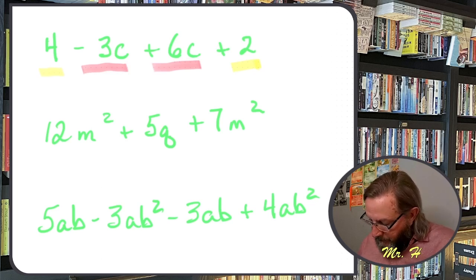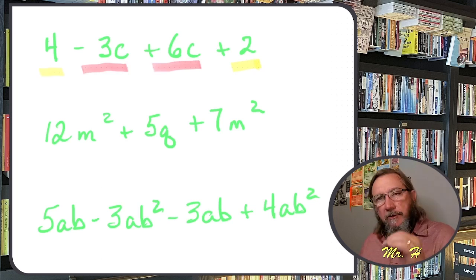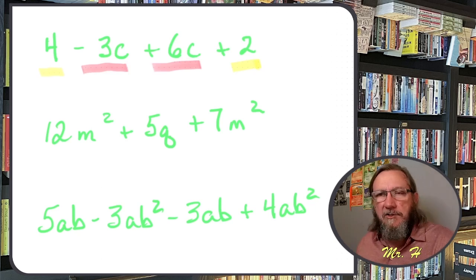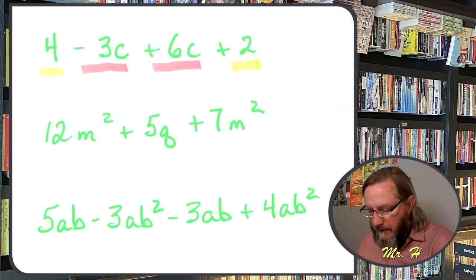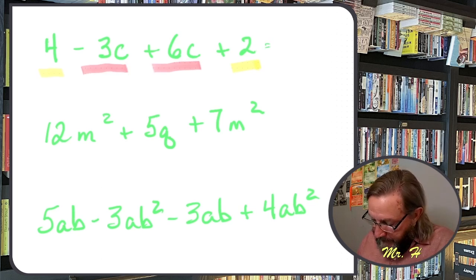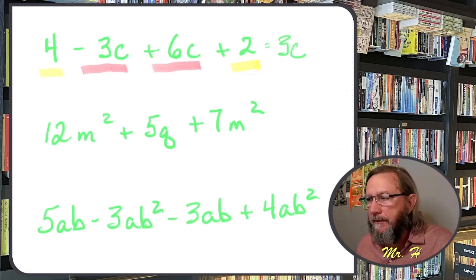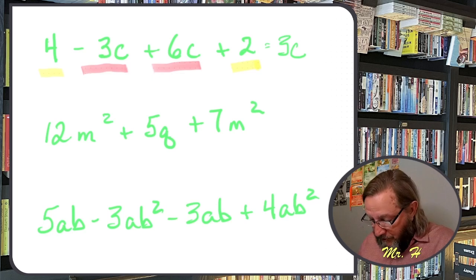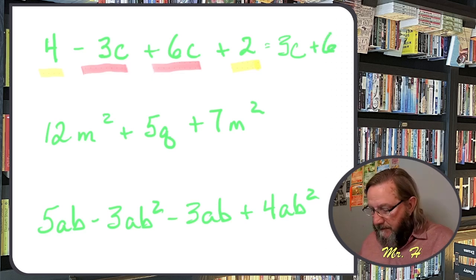Well, the way I'm going to write it is as follows. When you have a variable and a constant in your answer, the variable term goes first. The constant always is going to go last. No matter what the expression is, you put the constant at the very end. So I have a negative 3c and a positive 6c. Those are combined into a positive 3c. And then when I combine the constants, I have a 4 plus 2. Well, that's a positive 6. So we're going to write plus 6.